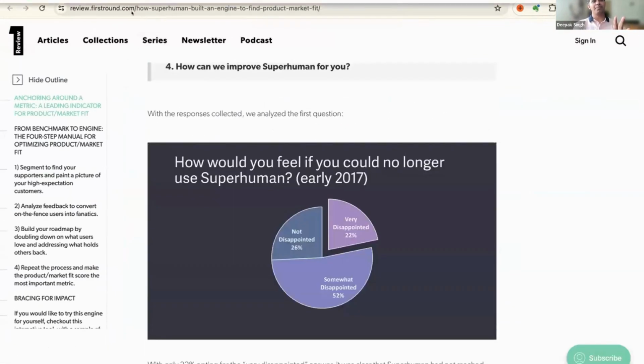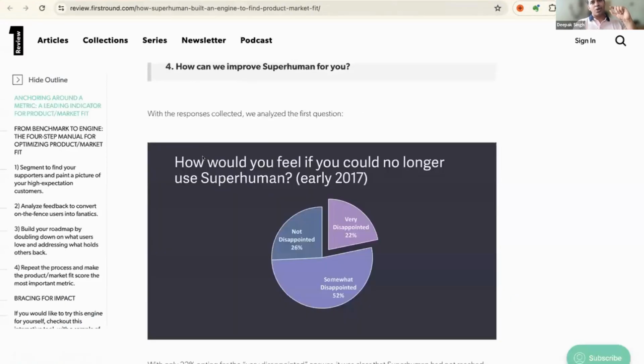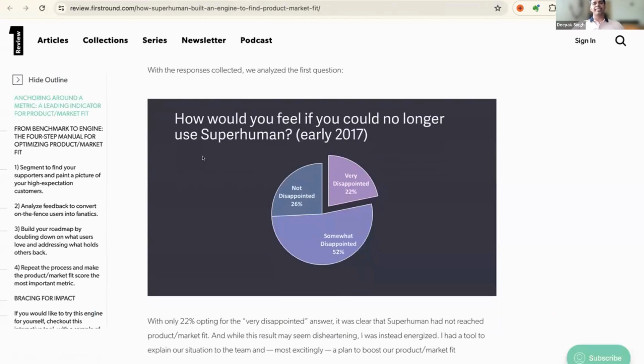Now, in this article, I think he talks about these three things, right? So Superhuman did a survey using the Sean Ellis test. Sean Ellis coined, or popularized, the term growth hacker. He talked to a lot of companies and realized that if 40% of your customers or users would be very disappointed if you shut your product down today, you have PMF. 40% is a magic number.